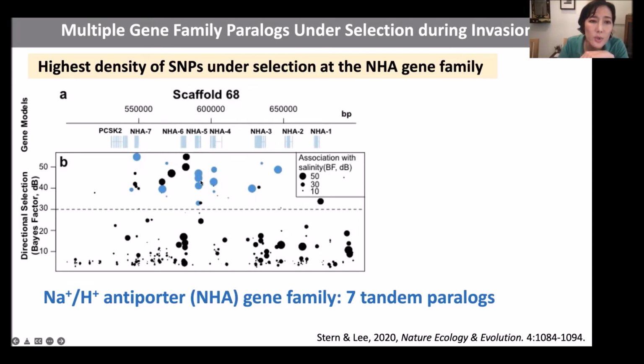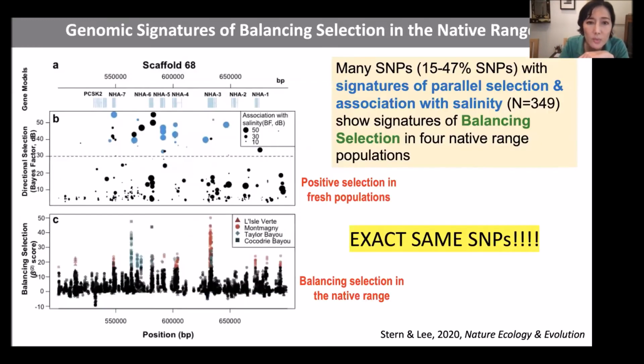And the blue dots represent parallel selection acting on the same SNPs across all the independent invasions we observed. And the size of the dot represents the level of association with salinity. And what was really interesting about these results is that a pretty high proportion of the very same SNPs that were under parallel selection during independent invasions also showed signatures of balancing selection in the native range population, measured by similar frequencies or intermediate frequencies.